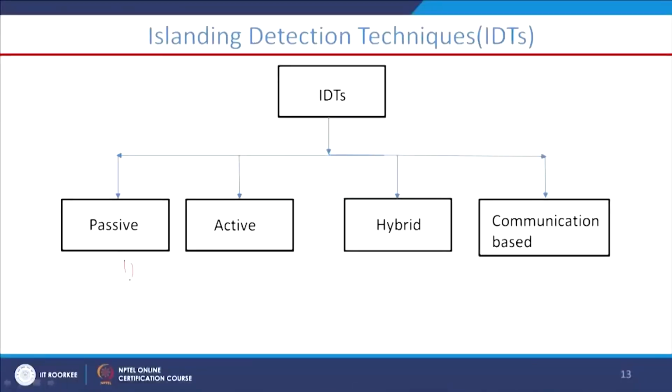Now, coming to the types of island detection technique, one is passive, the second one is active, the third one is hybrid, and the fourth one is communication based technique. In this particular class, I will discuss a little bit about passive, the basics, what are the basic techniques which are used for detecting the islanding mode of operation using the passive technique. Passive means basically we are just estimating the parameters or signals or quantities at the terminal of the distributed energy sources, and then we are deciding whether this microgrid is disconnected from the main grid or not.